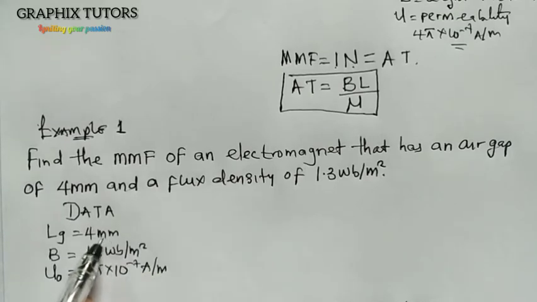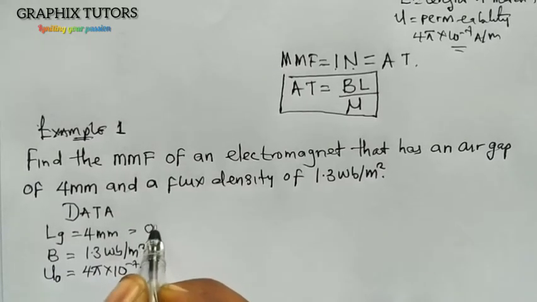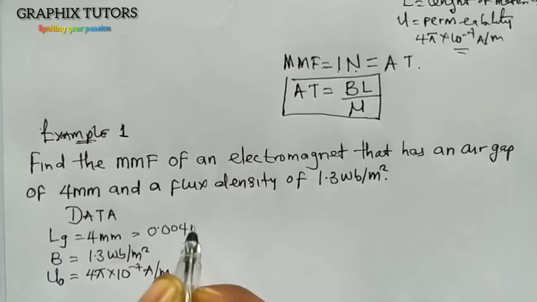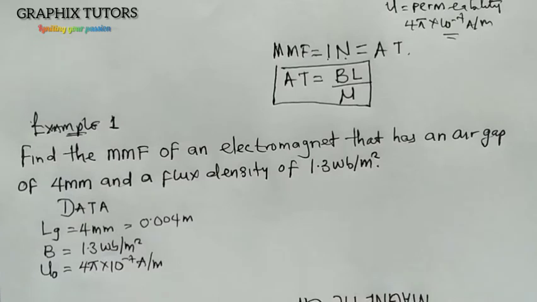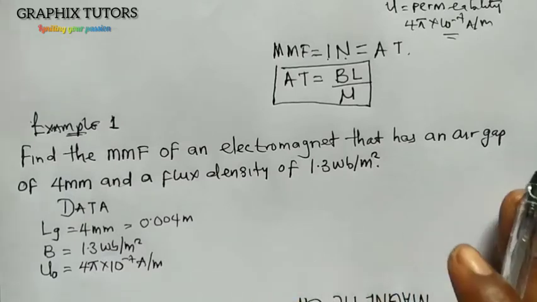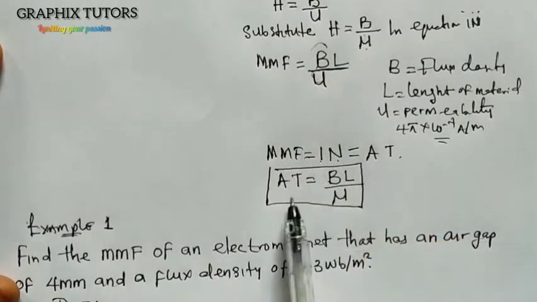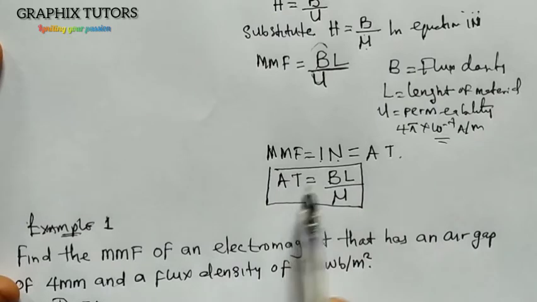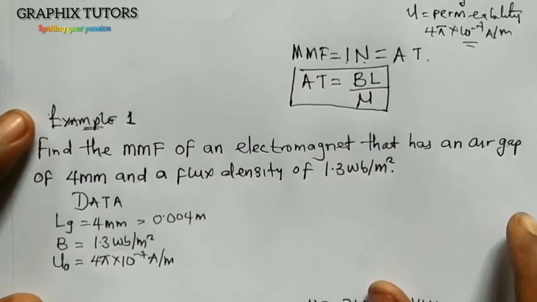I need to convert 4 millimeter into meter, so I'll divide by 1000. So I'll have 0.004 meter, right? Now after doing that, I'll recall we're looking for MMF. For my formula, we say that my MMF, or we'll call it AT, equals BL over U.